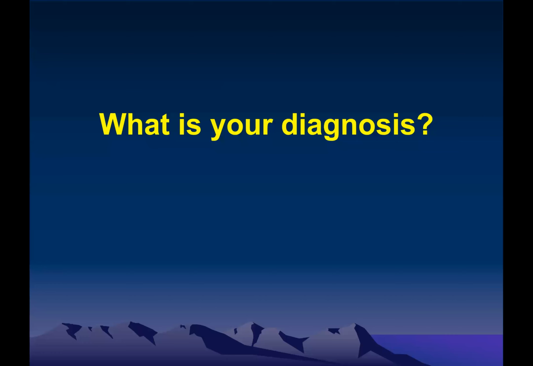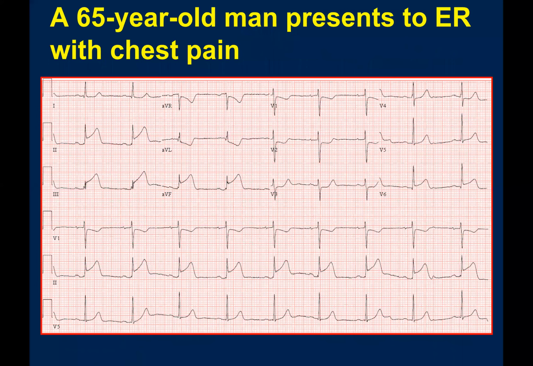We'll do it as cases, mainly looking for diagnosis, and I need your participation and input in that. So we'll start with the first case, a 65-year-old man. He's in the emergency room because of chest pain, and this is the 12-lead ECG of this patient. Any volunteer?